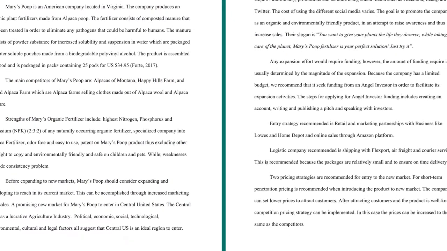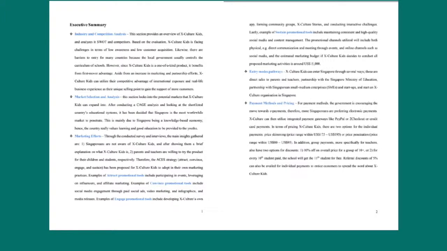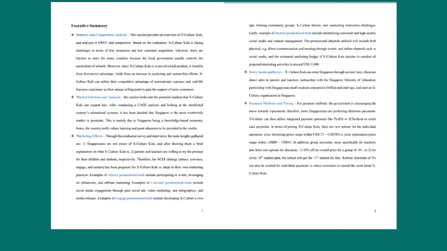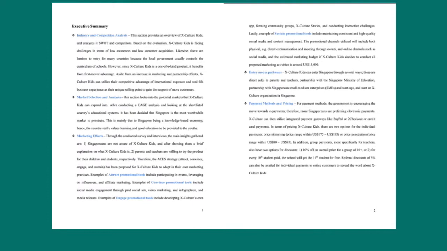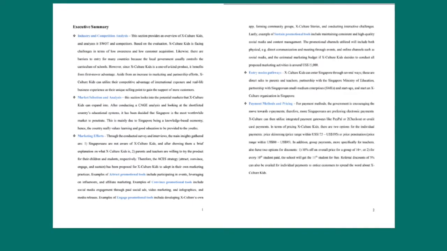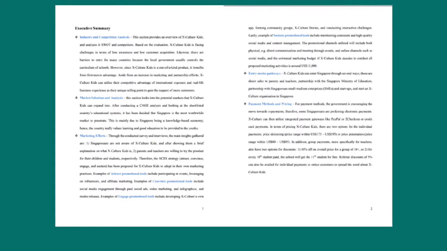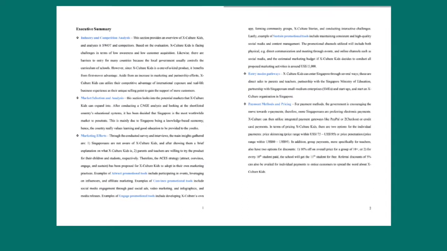So we're going to go to the next one, which is also two pages. What is correct about this one is that they've highlighted the titles or given them a different color. The only problem is the length, because here the client can easily identify, for example, the market selection or the marketing efforts, but it's too long.